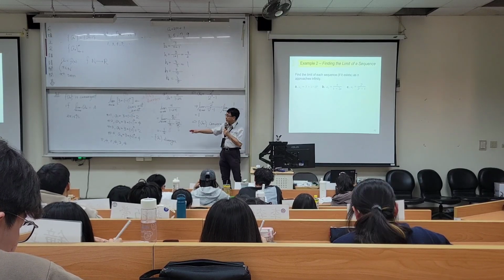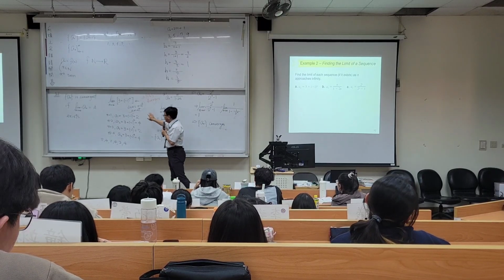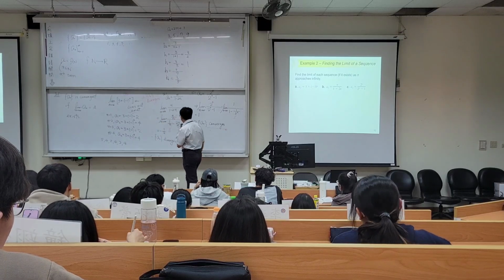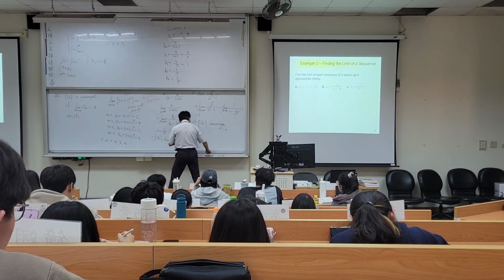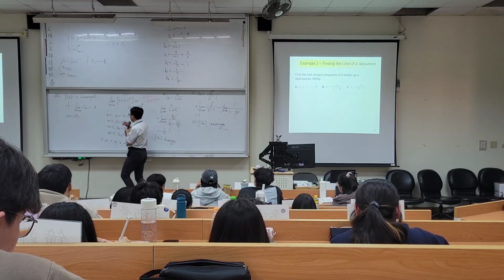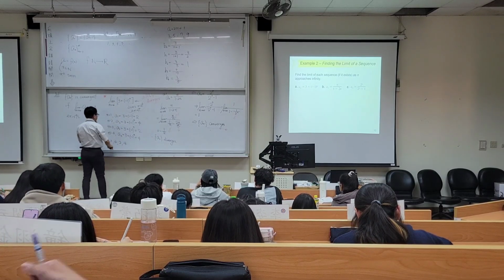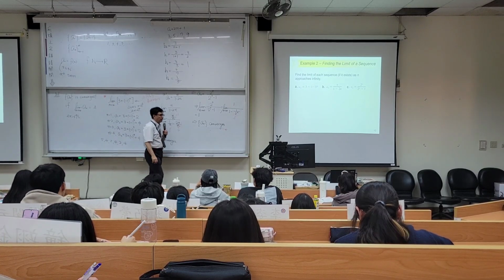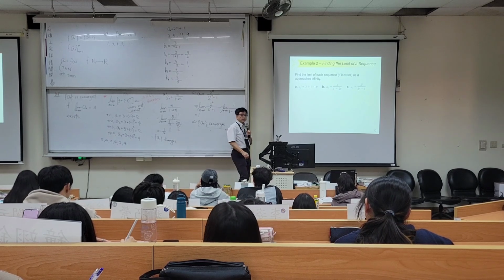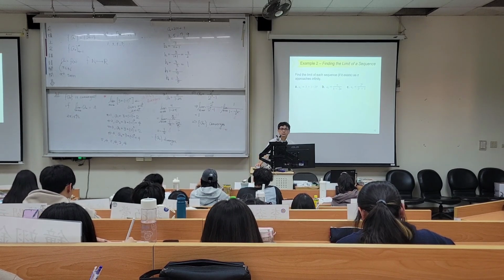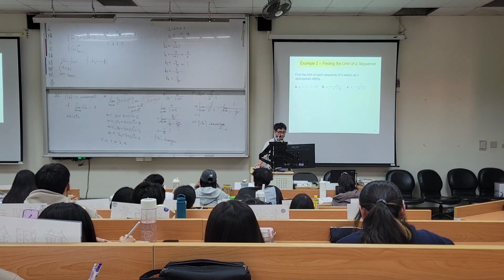So part A is a divergent sequence, actually an alternating sequence, and part B and part C are convergent sequences. Okay.